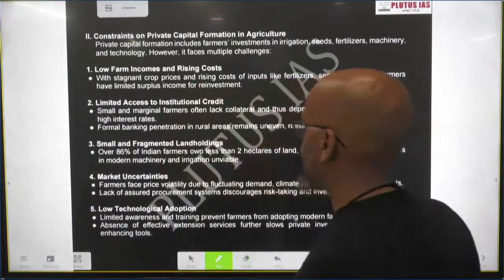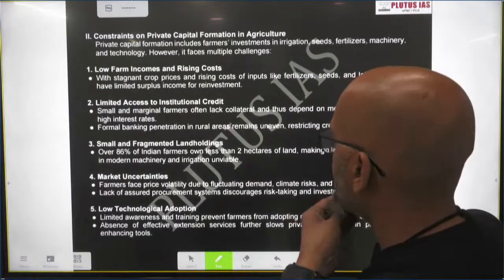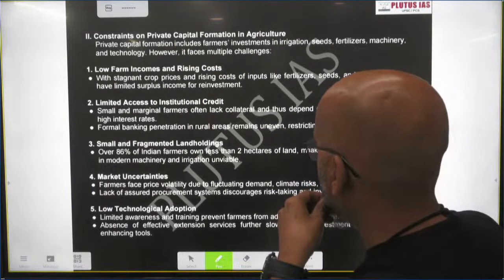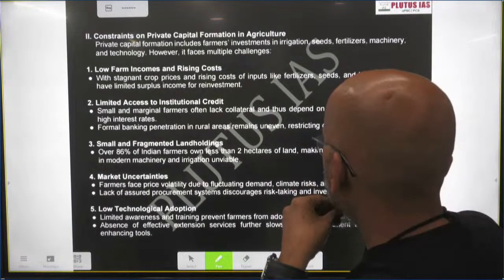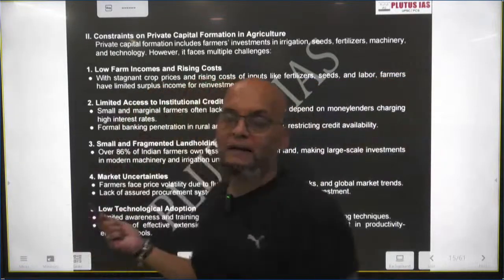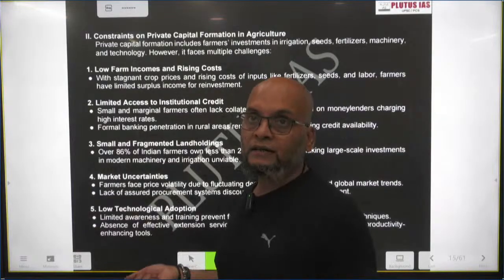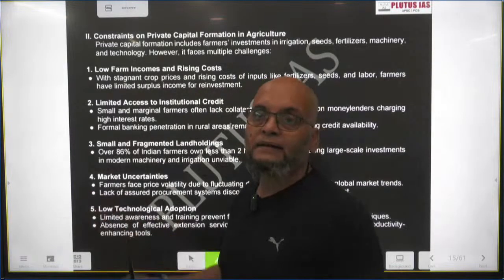Next, formal banking penetration in rural areas remains uneven, restricting credit availability. Again, banks are also there. These banks are commercial banks. They want to do business, they want to make profit. So they do not expand in rural areas.